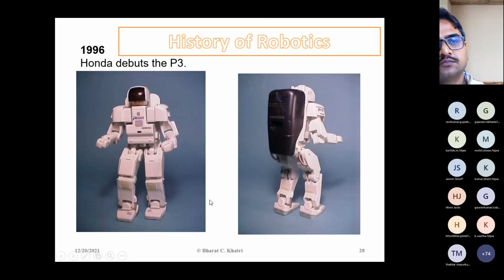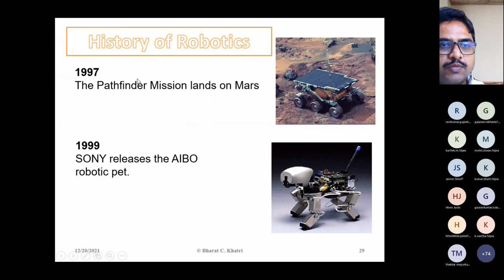1996, Honda company also worked on robots, and they made the P3 robot. There you can see the photographs, which is near to the human being and appeared in the field of robotics. Also, the Pathfinder mission landed on Mars. They used robotic land rovers, and in 1999, Sony released the Aibo robotic pet. So in Japan, they went for the Aibo robotic pet in 1999.